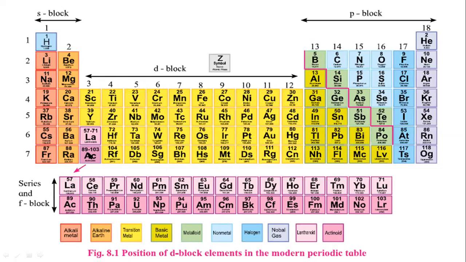And this is the actinide series, which is kept in period number 7. The lanthanides are kept in period number 6. So for the actinides, again there are 14 elements, which start from atomic number 89 and end with atomic number 103. This is Lawrencium. So these two series are called as F block elements, remember.